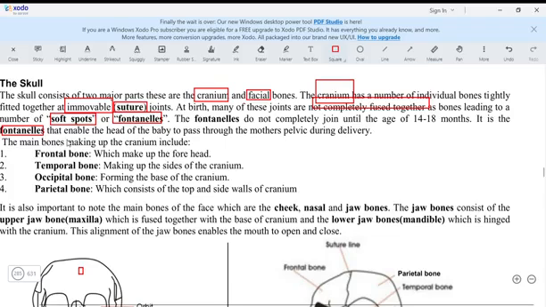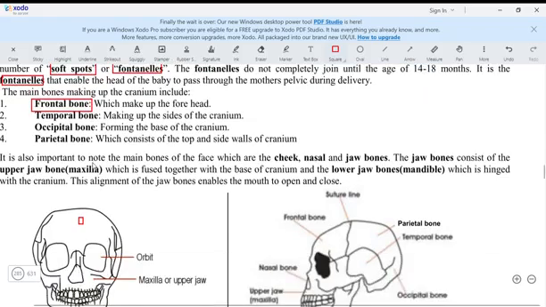Now the main bones making up the cranium. You know, we have said cranium is the brain box where the brain is stored. So the main bones that make up that cranium, we have the frontal bone, the one in front. We'll show you from this drawing here. You can see the frontal bone here. It makes up the forehead.